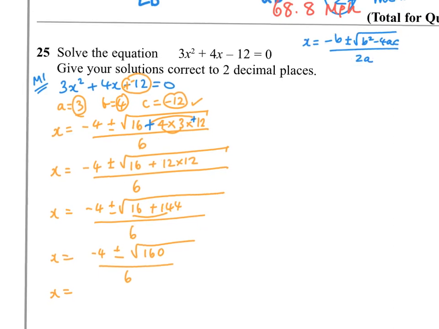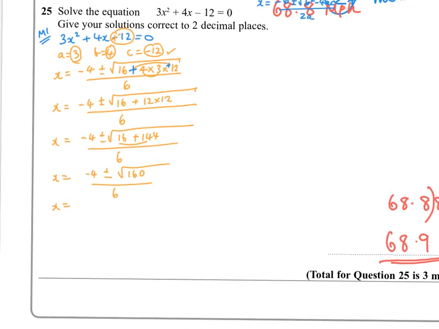So you'll end up with minus 4 plus or minus. Now square root of 160, well, it's thirds. I know this is decimal places. I'm just going to go all the way through it without using a calculator first, just to show you a couple of things on the way. One of them being thirds.